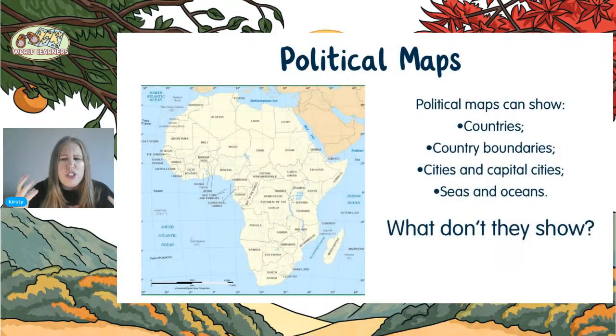But what don't they show? What don't they show? So we've got our political map here. It's clearly showing us the different countries in Africa, showing us the oceans. We've got a couple of major lakes, perhaps some rivers marked on there. But what else aren't they showing?